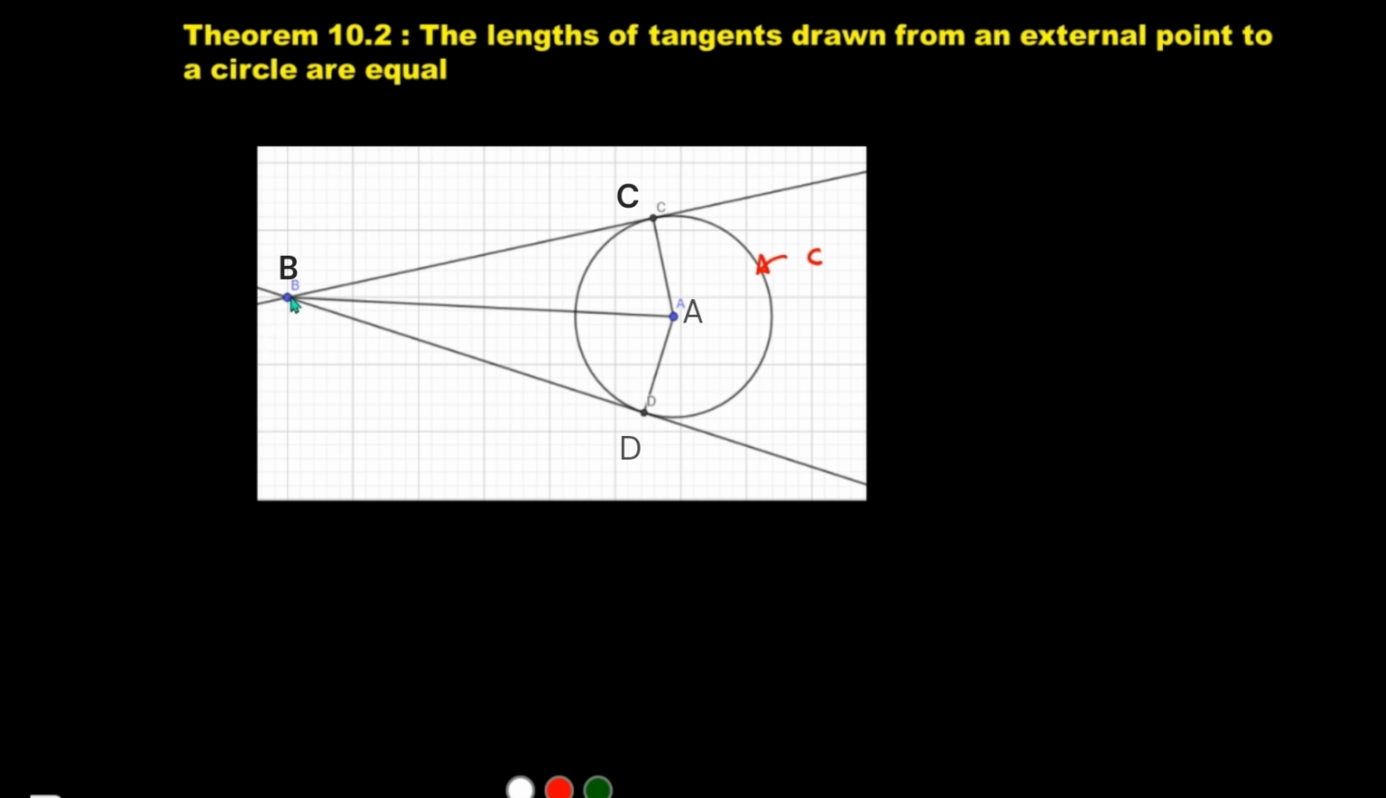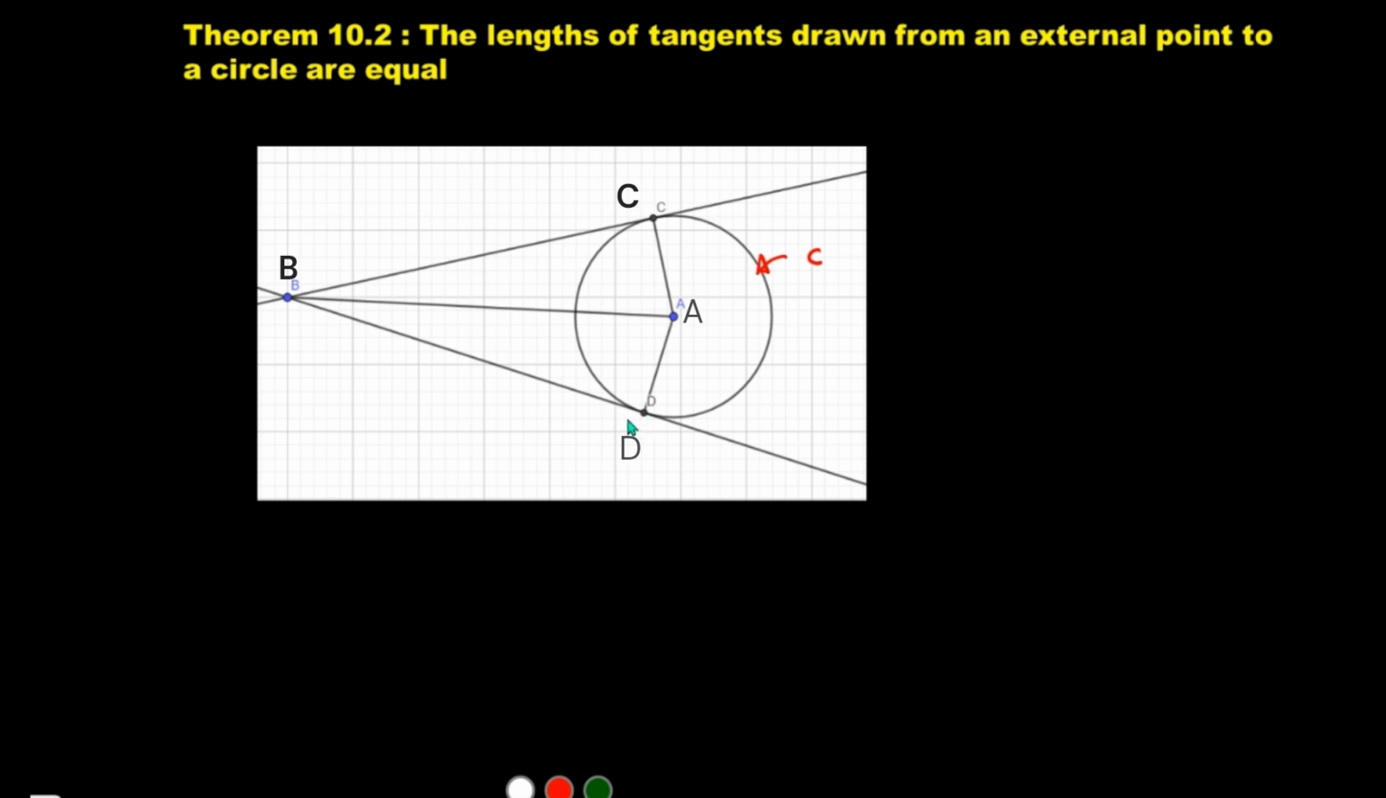From B, you can draw one line, BC, which is one tangent, and another line, BD, which is another tangent. From the external point, we can draw 2 tangents. Here I have drawn the 2 tangents from the point B. One touches the circle at a single point, C, and the other tangent touches at D.